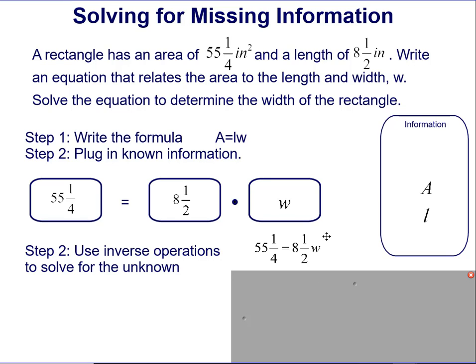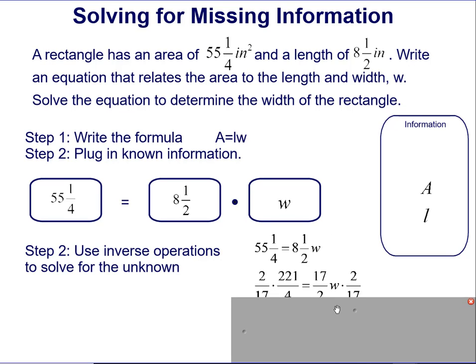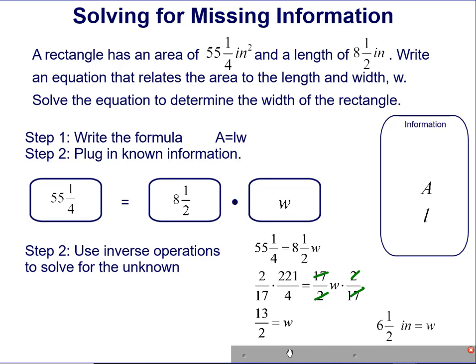The inverse of multiplying by 8 1/2 is dividing by 8 1/2. So I'll convert them to improper fractions, and then I'll multiply the inverse, which is the same as dividing. So multiply 2/17 by both sides. Over here on the right hand side, these cancel out, and I end up having 1 W, which is my answer. And when I solve over here on the left, I end up with 13/2 equals W, which converted to mixed number is 6 1/2 inches equals W, or the width.